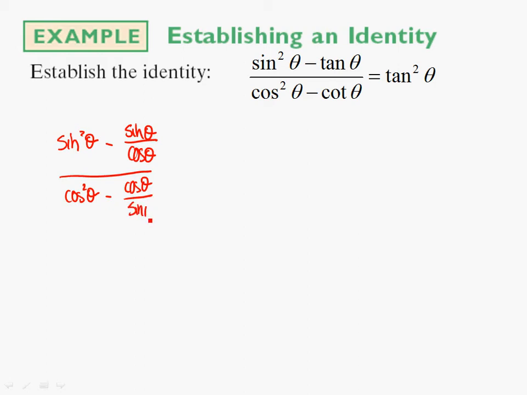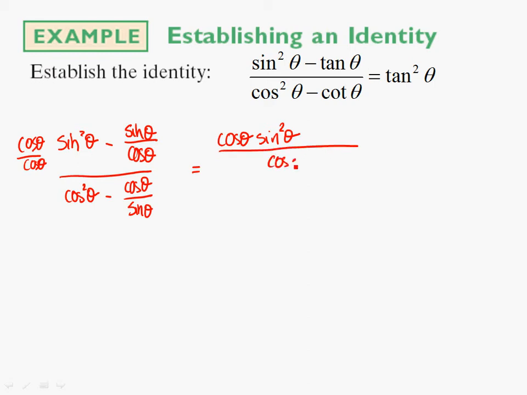And when you have fractions in a fraction, we would probably like to be able to flip the second one and multiply it out. But that means you need a common denominator. So you need to write this over the cosine, and you need to write this one over the sine. So I'm going to multiply by the cosine of theta over the cosine of theta. In the top one, I'm going to get the cosine of theta times the sine squared. That's now over the cosine as well.